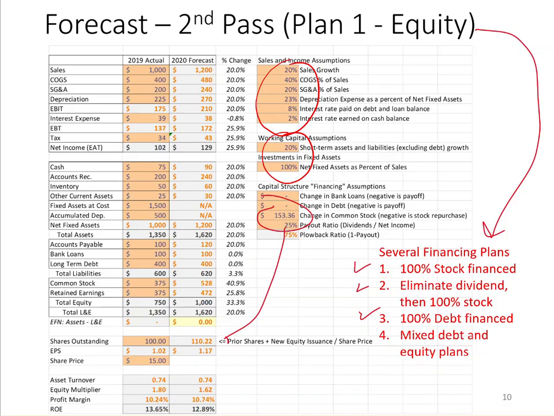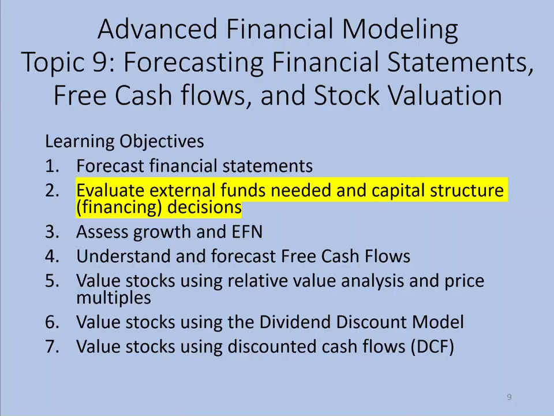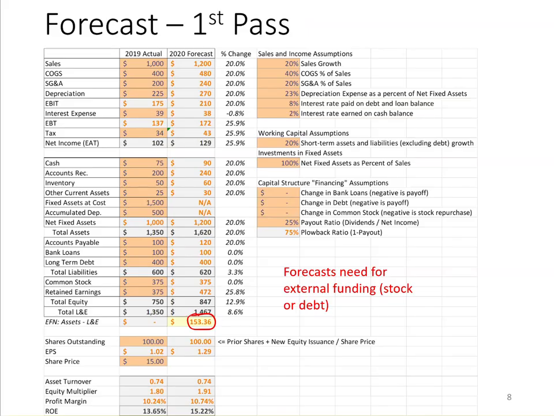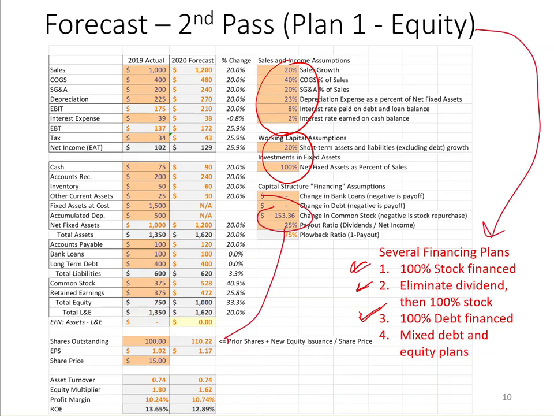So in this one, we're going to talk about different ways of trying to balance the balance sheet, or come up with those funds to buy the assets needed. We're going to look at 100% equity financing, maybe eliminate the dividend, then maybe do all debt financing, and maybe talk about a mixed strategy. Also, as we do this, we're going to see the effect of each strategy on the ROE. So let's go to our spreadsheet.